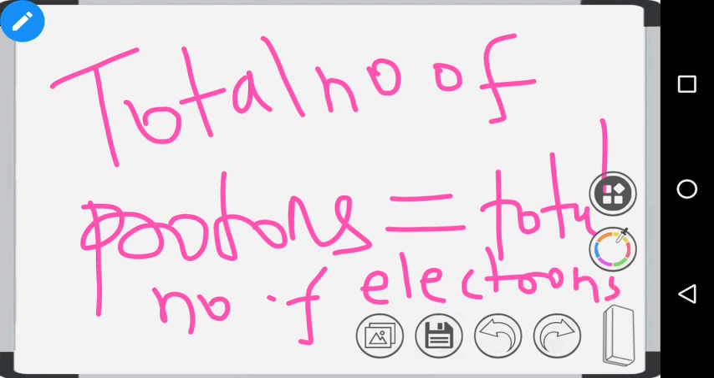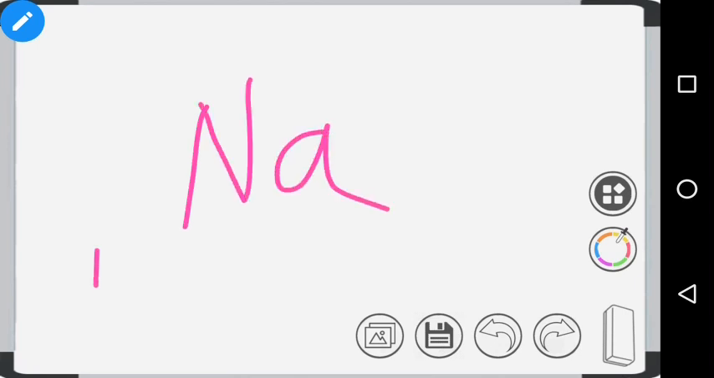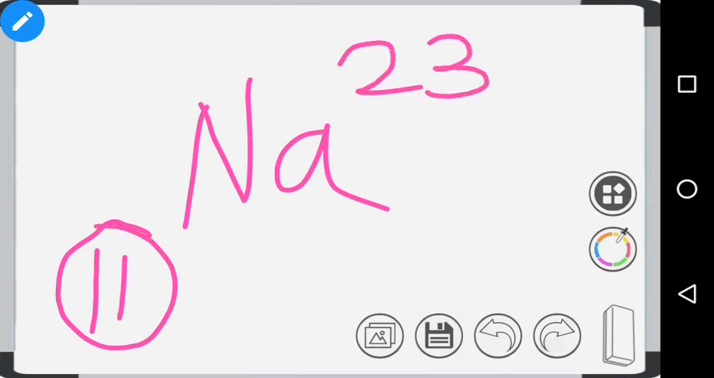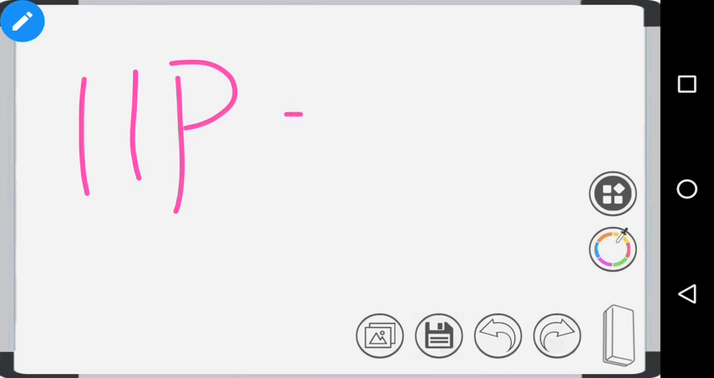I hope some students may not be able to understand it. I can give you an example. Now sodium is there. The number below represents the atomic number. The number above represents the mass number. For the time being, don't consider the mass number. Now take only the atomic number. What will the atomic number give? The atomic number will give the number of protons. So there are 11 protons.